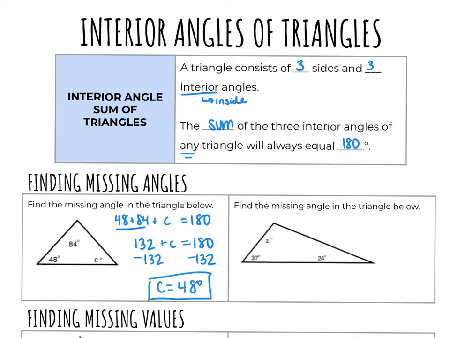The other way to do it is just to kind of take it in pieces. In this second example, I have 37 degrees, 24 degrees, and then that angle Z that I'm looking for. I can actually just grab my calculator and subtract them each from the 180 instead of having to add them together first. So I do 180 minus 24 minus 37 all at once. That would tell me that Z here would have to be 119 degrees.